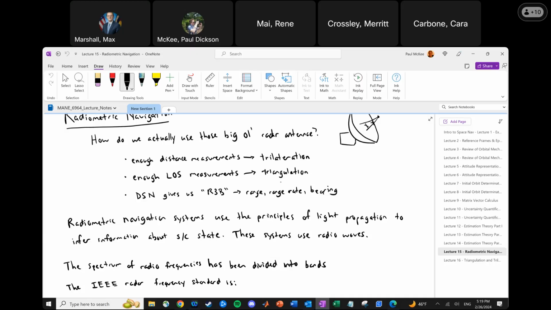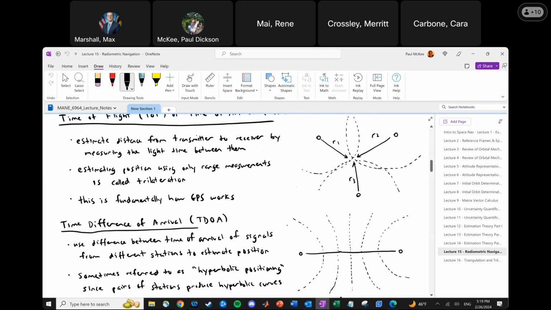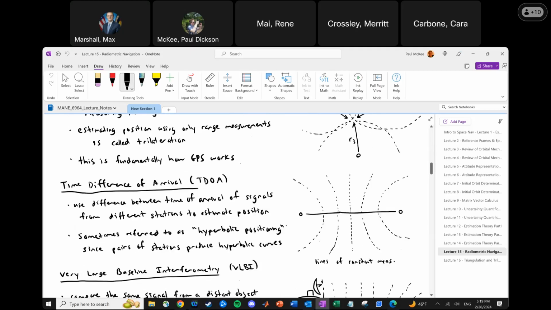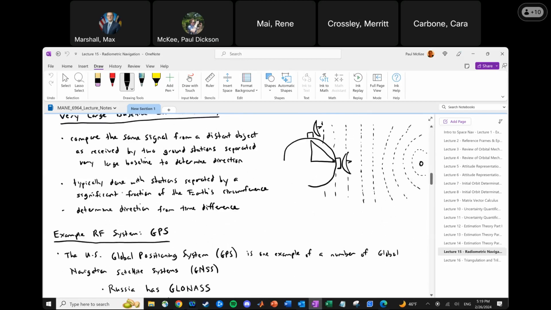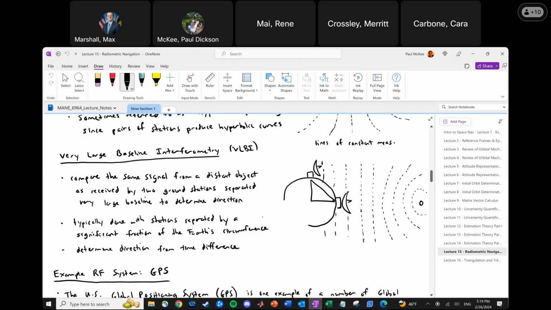So we talked about the two main radiometric navigation examples, which are GPS and the Deep Space Network. GPS is using satellites to help you navigate on Earth. Deep Space Network is using Earth-based measurements to help you navigate in interplanetary space. Or, you could be closer. You could use DSN for lunar navigation as well. We talked about time of flight, time of arrival, time difference of arrival, VLBI as methods of getting range.